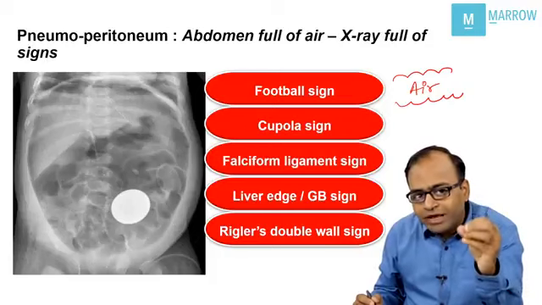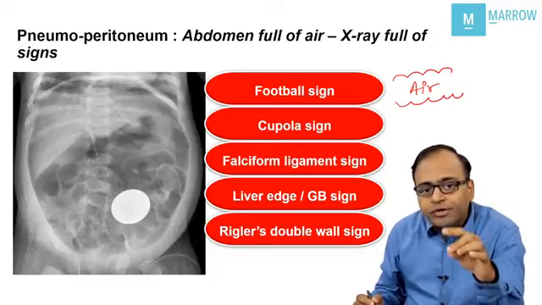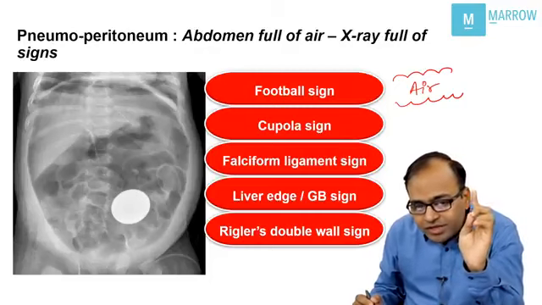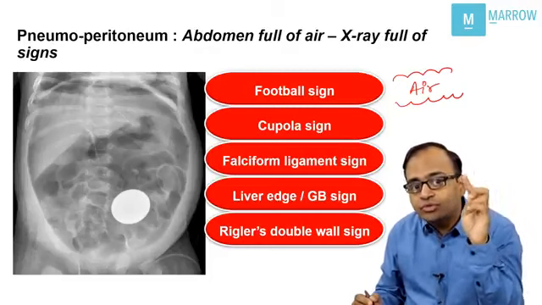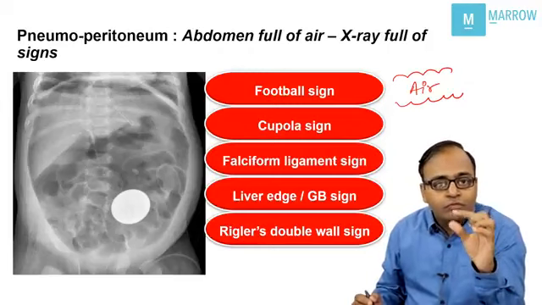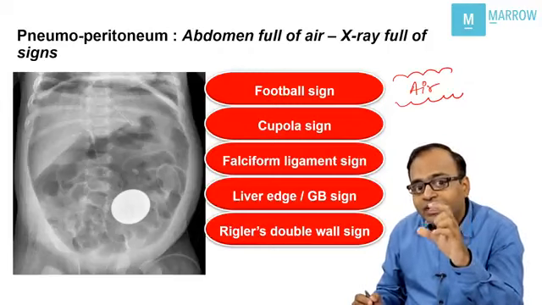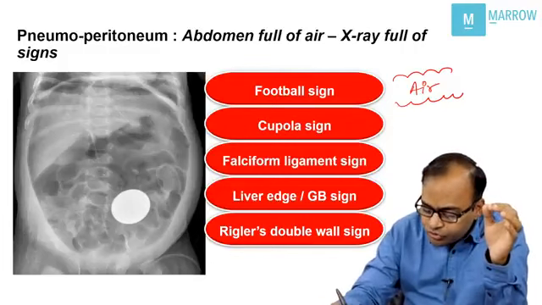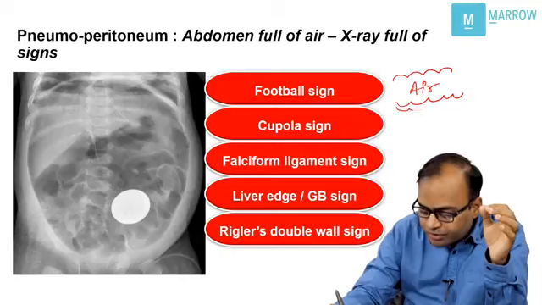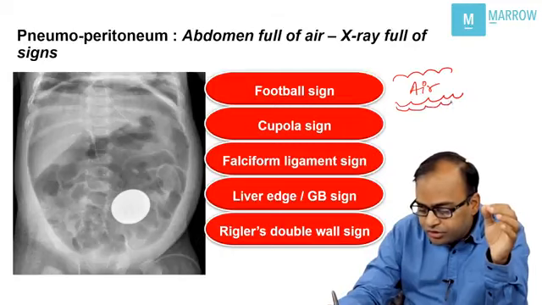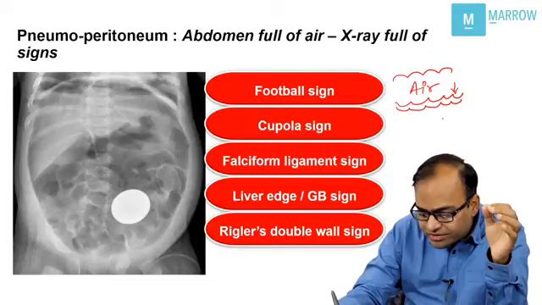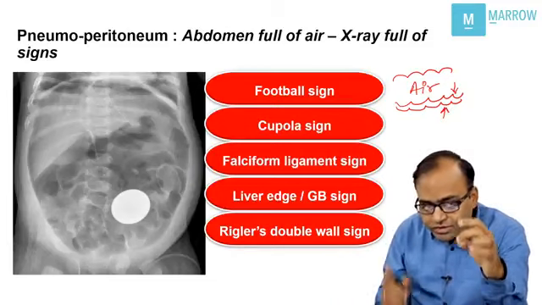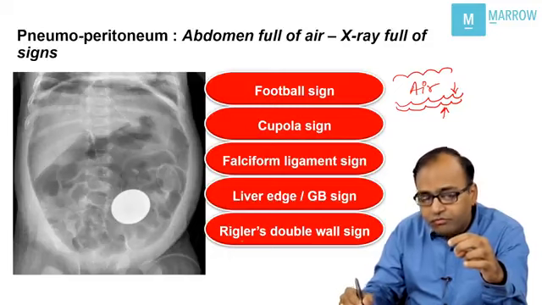Now just think what will happen in pneumoperitoneum. In pneumoperitoneum, the peritoneal fluid is going to be replaced by air. So this air will now come and line the serosal surface. Now bowel wall is water density, outside it there is air density. Will I be able to see the outer serosal surface as well? Yes. So the appearance changes. I am able to see the inner surface as well as the outer surface, mucosal as well as serosal surface. This is called Rigler's double wall sign.